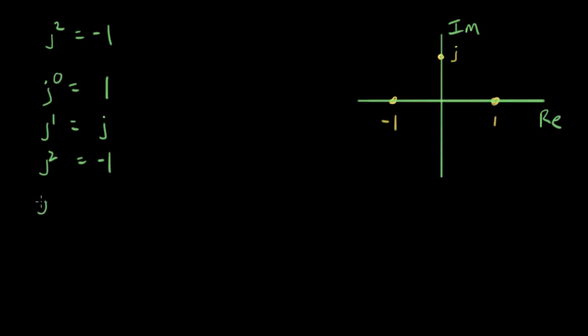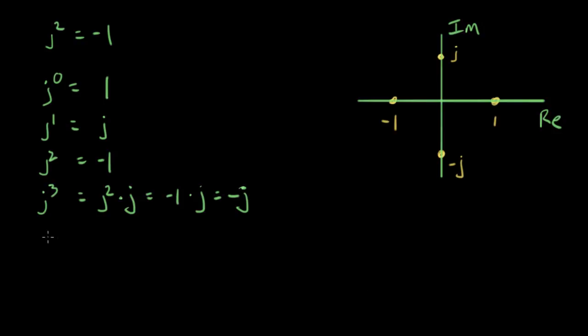Let's do the next one. Let's do j cubed. What is that equal to? j to the third power is equal to j squared times j. And we have those two right here. j squared is minus 1, and j to the 1 is j. So that equals minus j. And where do we plot that? We plot that down on the imaginary axis in the complex plane, right here, minus j. Okay, now we've got 4 answers.